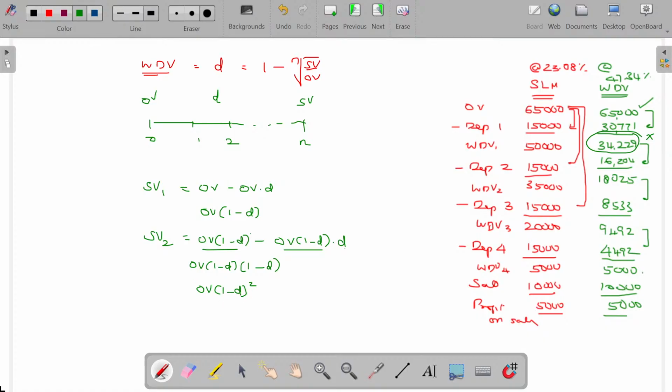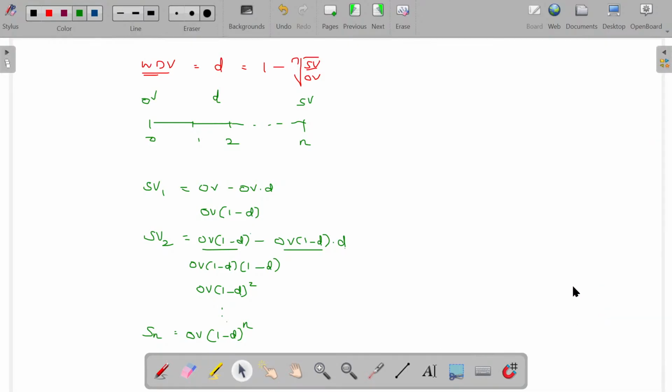So from this it is very clear. Scrap value by the end of the first year is equal to OV into 1 minus D. Scrap value by the end of the second year is OV into 1 minus D to the power 2. If it goes on until n number of years, what could be the answer? This formula remains the same. OV into 1 minus D to the power n. That's all. This is the ultimate formula. If you have this formula, scrap value is equal to OV into 1 minus D to the power n, you can calculate the depreciated value of the asset for any year under the WDV method.